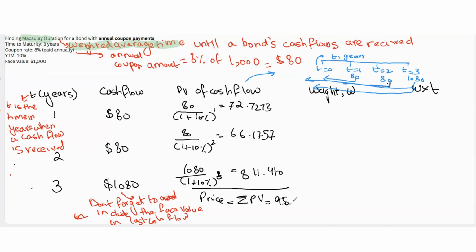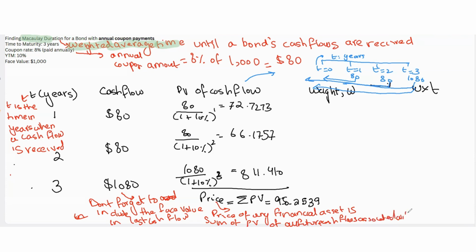Now, the price of the bond is the summation of these present values, which turns out to be 950.2539. Why is that? Because keep in mind, the price of any financial asset, whether it's a bond or stock, is the sum of the present value of all future cash flows associated with the asset. This is something we need to keep in mind.